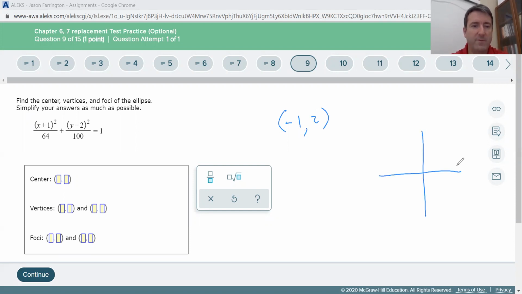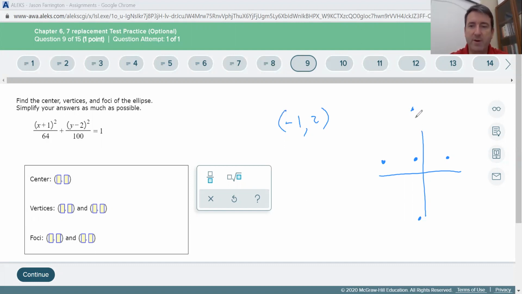And now let's take a little graph of what's going on here. So we're at -1, 2. There's our center, and then we're going to go out 8 in the x direction. So that's going to put us, say, here and here. And then we're going to go out 10 in the y direction. So we're going to be up here and down here. And then there's our ellipse.